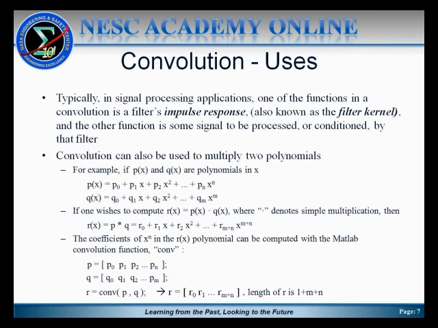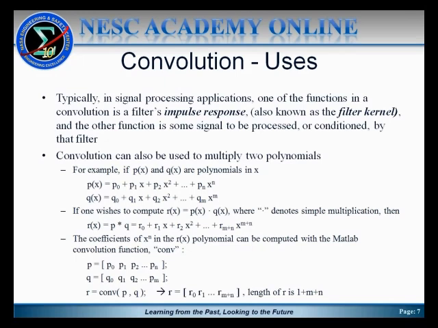What are the uses of convolution? Well, typically in signal processing applications, as we'll describe in this series, one of the functions used in the convolution would be a filter's impulse response, which is also quite often known as the filter kernel. The other function in the convolution would be some signal to be processed or conditioned by the filter.